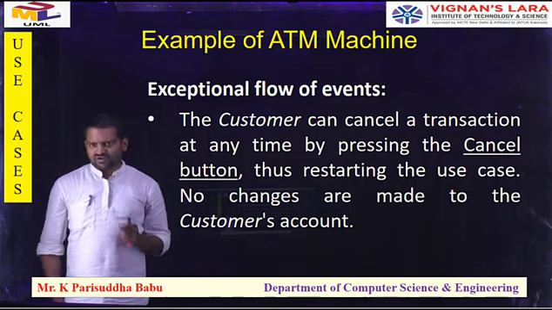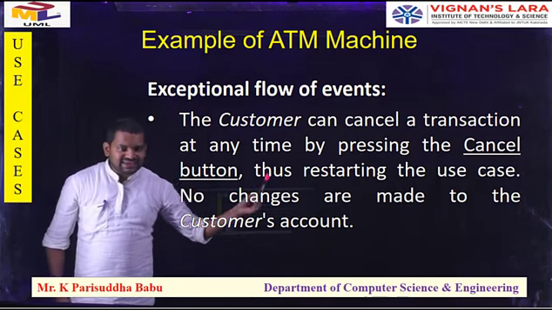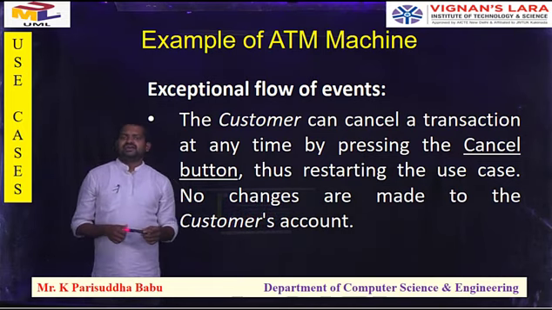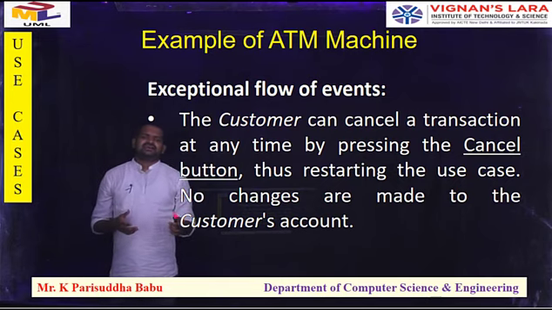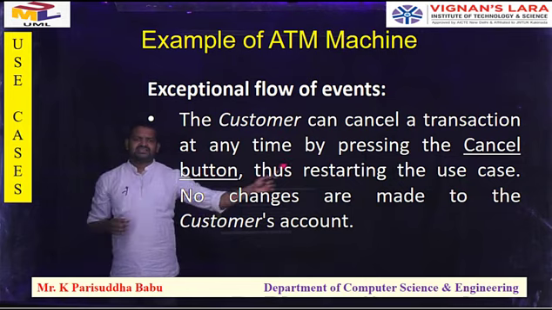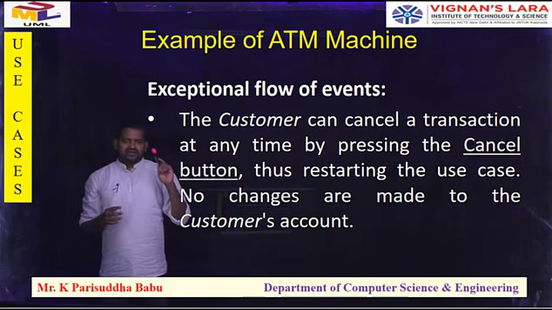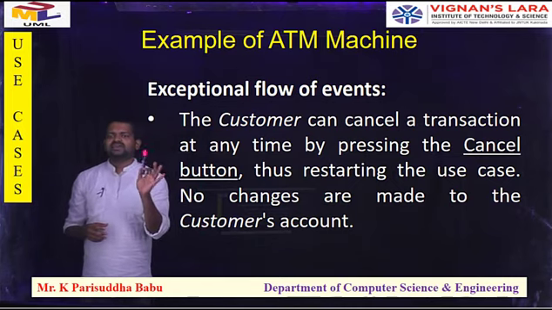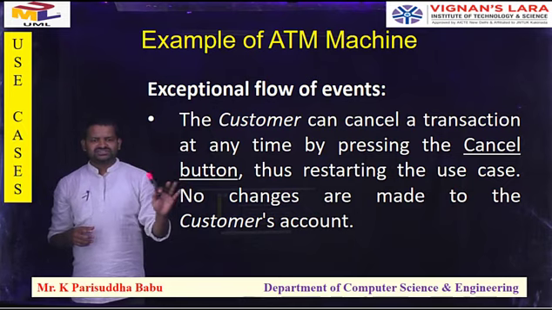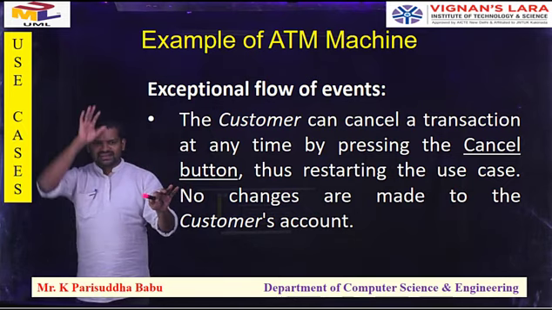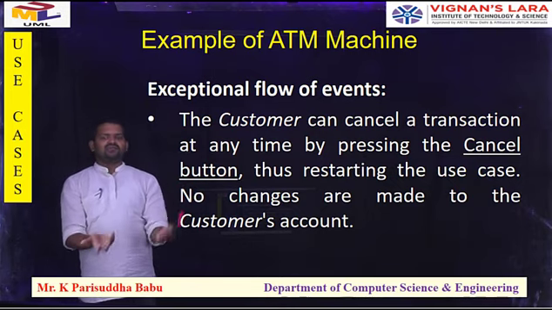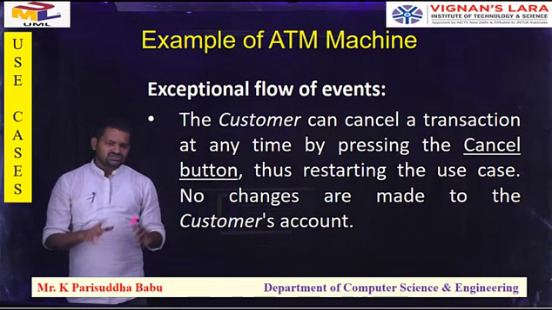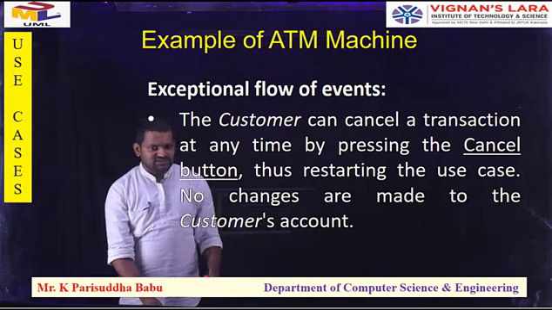What is the exceptional flow of events here? The customer can cancel a transaction at any time by pressing the cancel button. In an ATM machine, the customer can cancel the transaction at any time. Thus, restarting the use case. No changes are made in the customer's account. No information is changed in the customer's account, but he can cancel any number of times while the transaction is going on. So information cannot be changed. That is one exceptional flow of events.